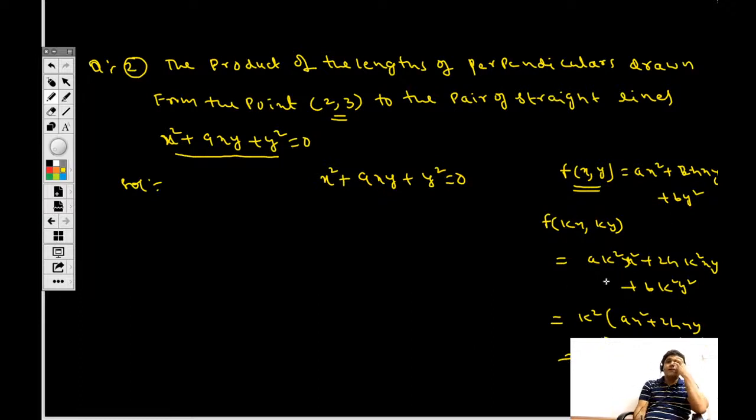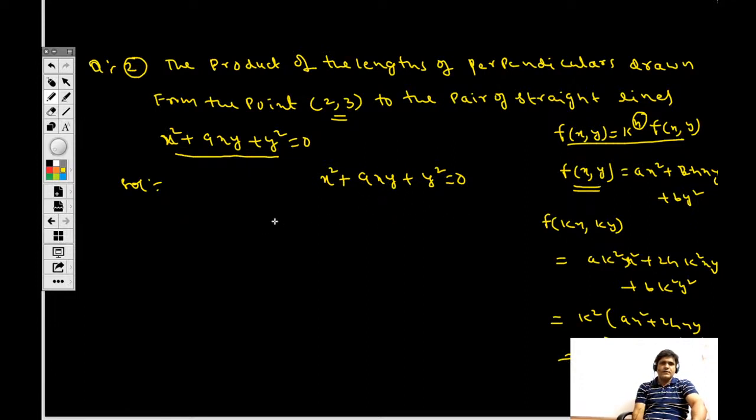If you are not in a position to write it so, generally what can we say? If you are in a position to write f of kx, ky is equal to k power n into f of x, y, then we say that the given equation is a homogeneous equation of degree n. If you are not in a position to write in this form, it's not a homogeneous equation. Now this is of the form ax square plus 2hxy plus by square. It's a homogeneous equation. What does a homogeneous equation represent? The two lines which pass through the origin.